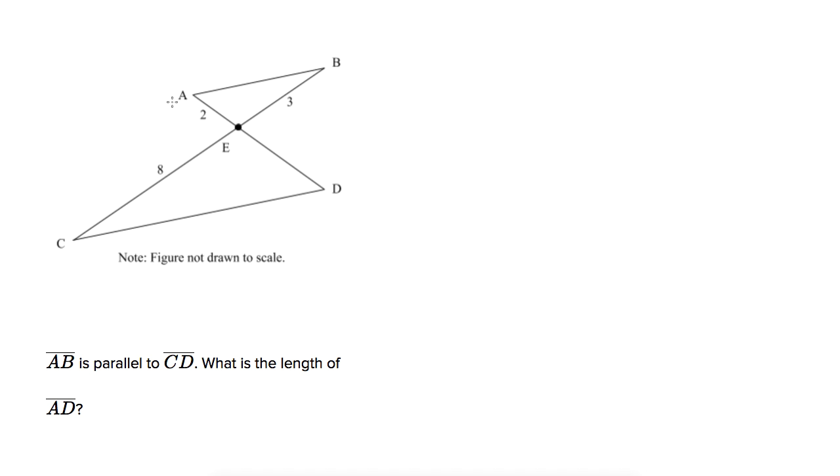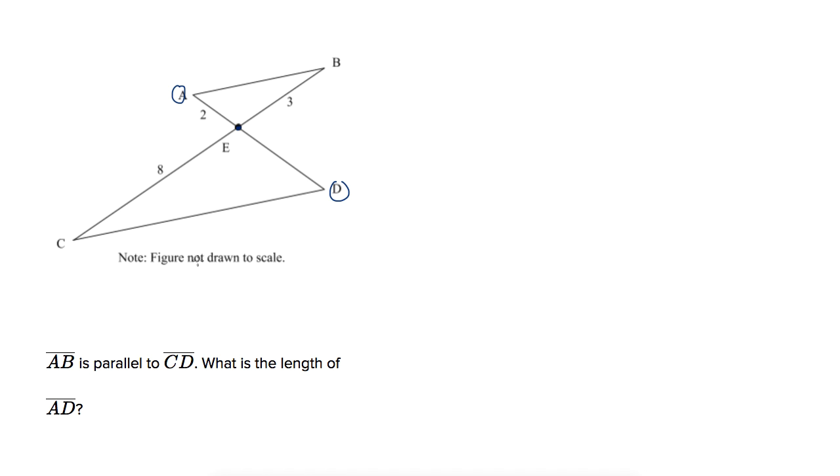So we want to remember we're looking for this whole length from here, A, to D. We don't want to accidentally look for just from the middle to D. We're looking for this whole length A to D. So AB is parallel to CD, and then we have some side lengths.